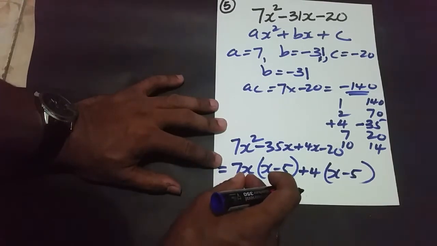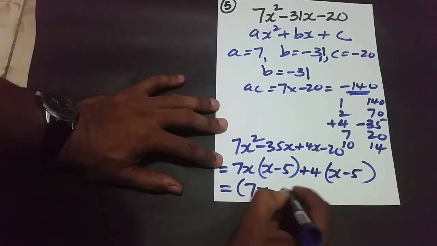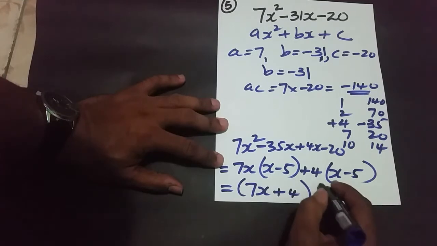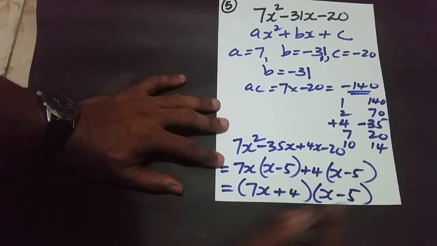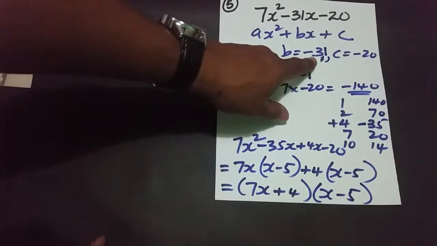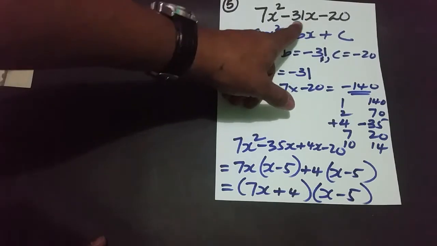So the final answer would be 7x plus 4 in one bracket and x minus 5 in the other bracket. So again, just emphasizing that b is actually negative 31 and not negative 3. All right, let's move on to question number 6.